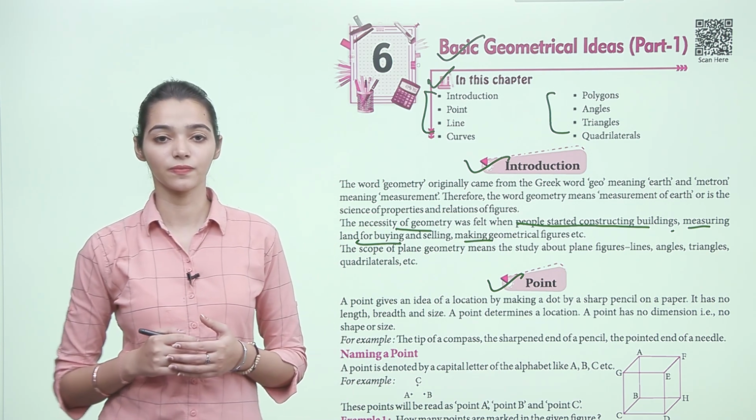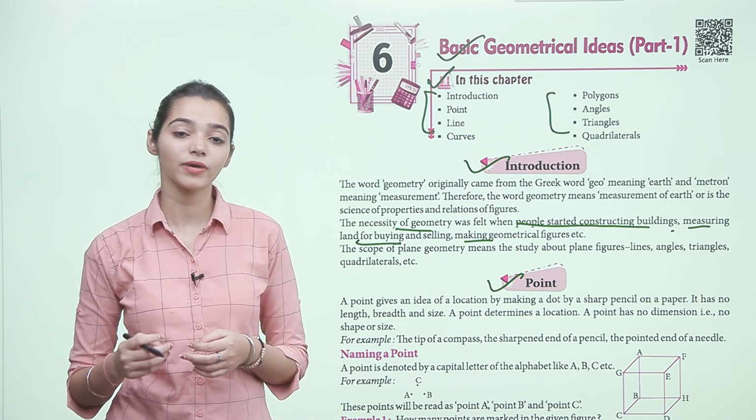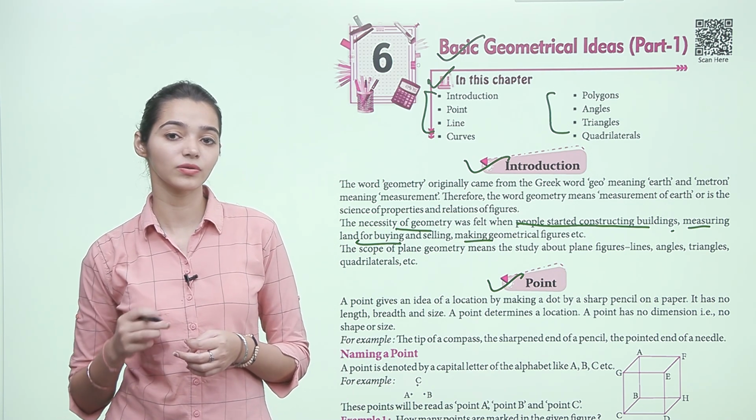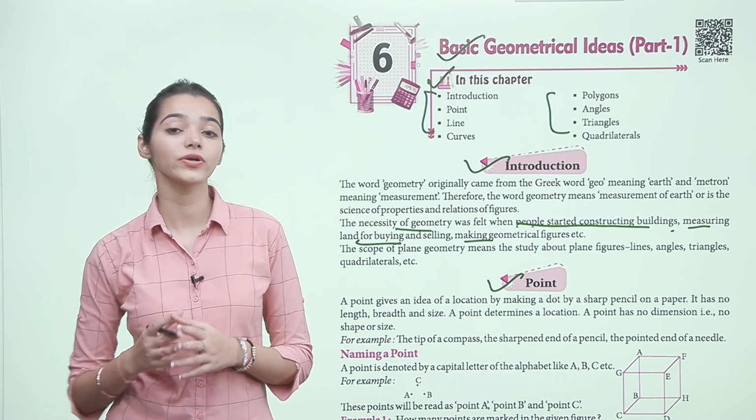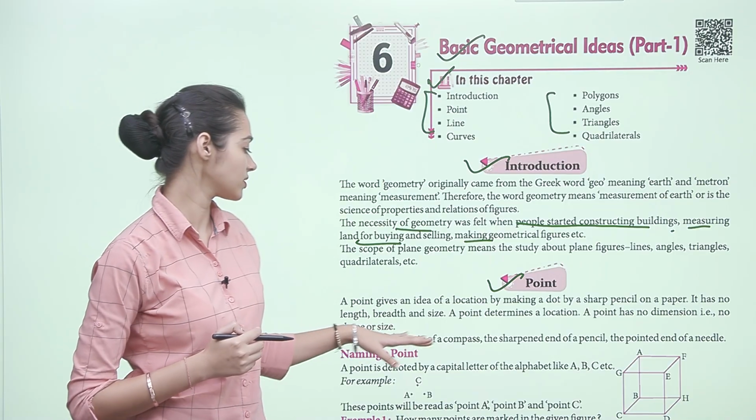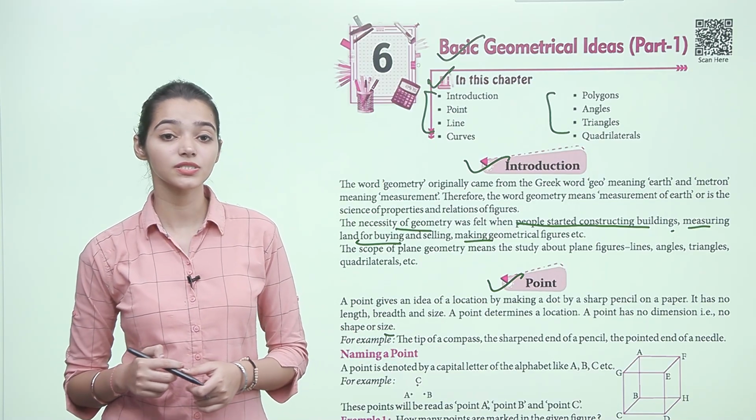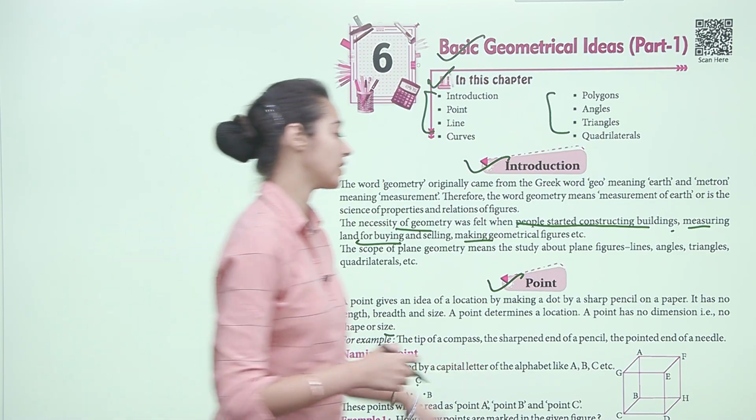Now, let's start with the point. A point gives an idea of a location by making a dot by a sharp pencil on a paper, and it has no length, breadth and size. A point determines a location. A point has no dimension, that is no shape or size. For example, the tip of a compass, the sharp end of a pencil, the pointed end of a needle.